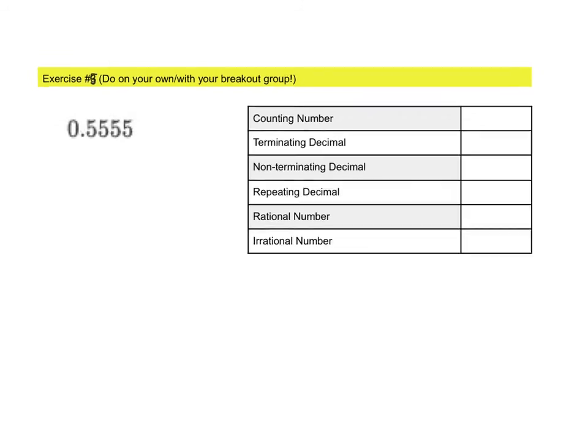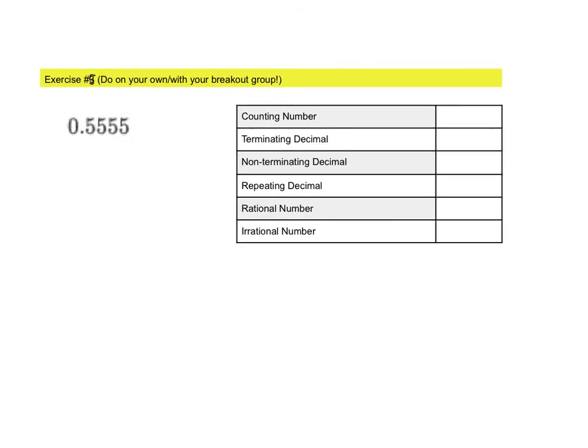All right, for exercise 5, you have this number off to the side, 0.5555. Okay, let me know what you think it is, and we're going to go over it in about 30 seconds. All right, so obviously this is not a counting number, it's a decimal. Does it terminate? Does it end? Yeah, it ends right here. This is the end of my decimal, so it does terminate. That means it's not a non-terminating decimal.